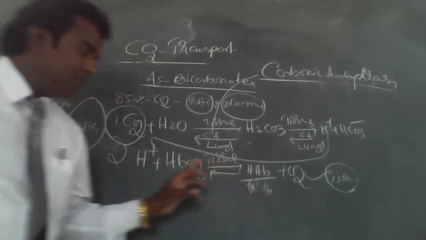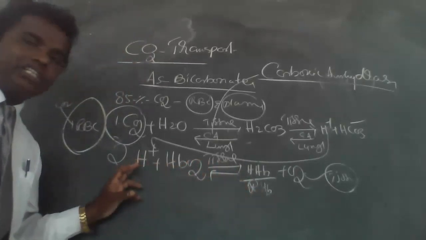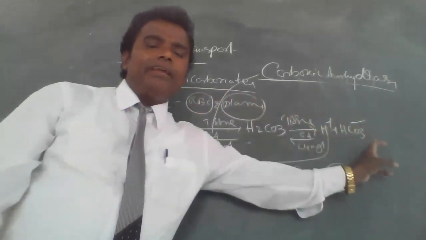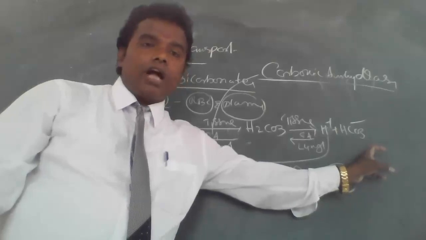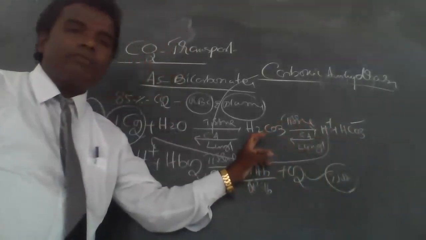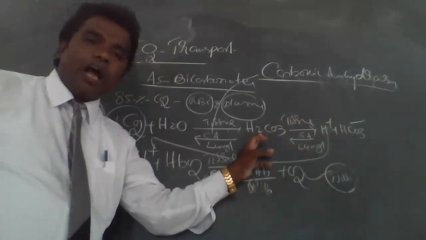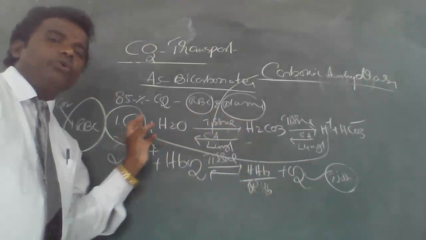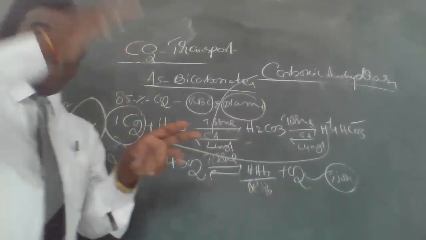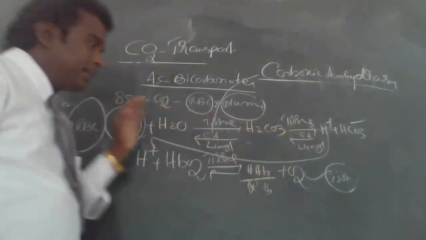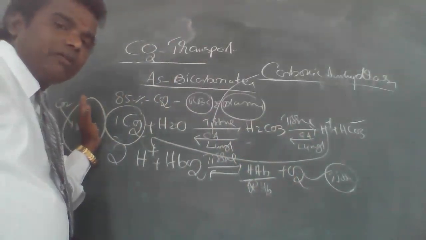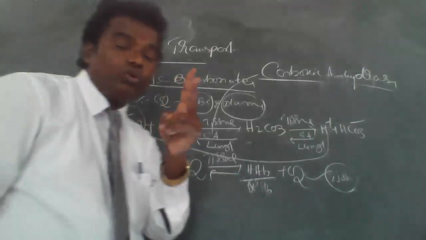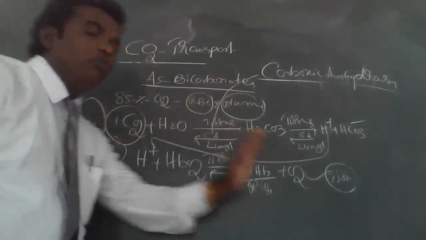reduced hemoglobin to form HbO2 and H plus. These H plus immediately bind with bicarbonate ions to form carbonic acid. This carbonic acid immediately dissociates into CO2 and H2O, and this CO2 is removed outside. So in the tissue it is the straight reaction, whereas in the lungs it is the reverse reaction. You must write this too. That's why I have given only one mechanism.